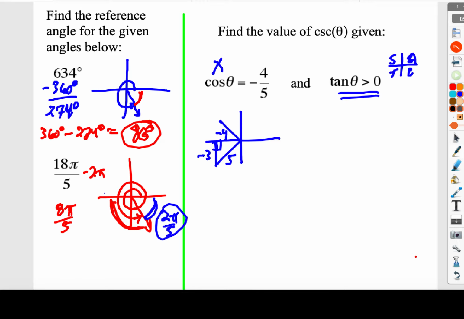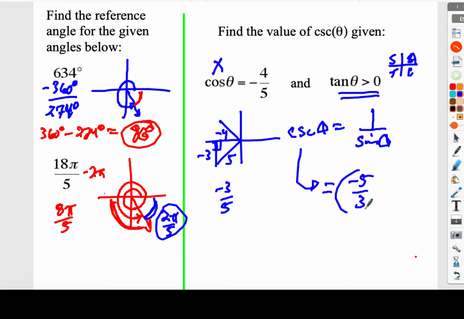Well, in that case, the cosecant of theta, remember, is equal to 1 over the sine of theta. The sine would have been negative 3 over 5. So the cosecant should be equal to negative 5 over 3. Because we can use that reference angle, I'm not worried about the full angle drawn out. It's really the reference angle where we get our triangle from.